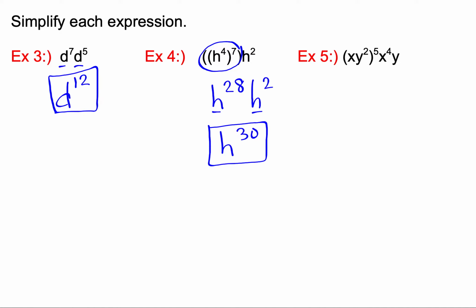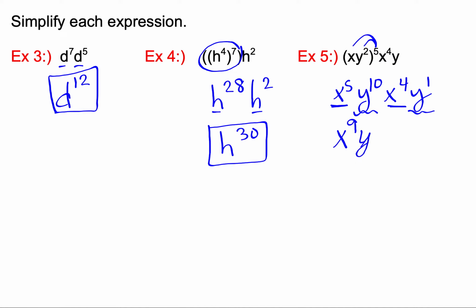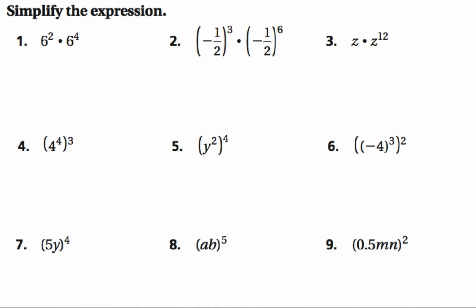Next example. It looks like this fifth power can be distributed into the parentheses. So this is x to the 5th, y squared to the 5th. We can do the 2 times 5 and get 10. And then copy down the rest here. Now we've got to look at powers with the same base. x to the 5th and x to the 4th is going to be x to the 9th. 5 plus 4 is 9. y to the 10th and y to the 1st is y to the 11th. So we get x to the 9th, y to the 11th.